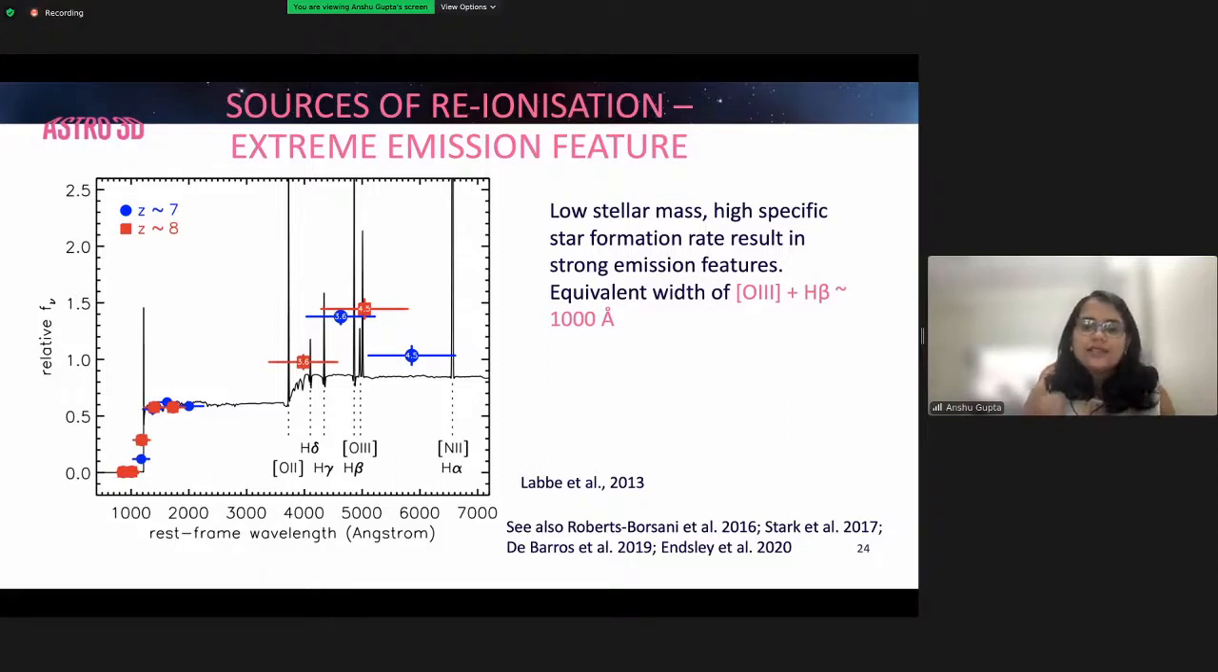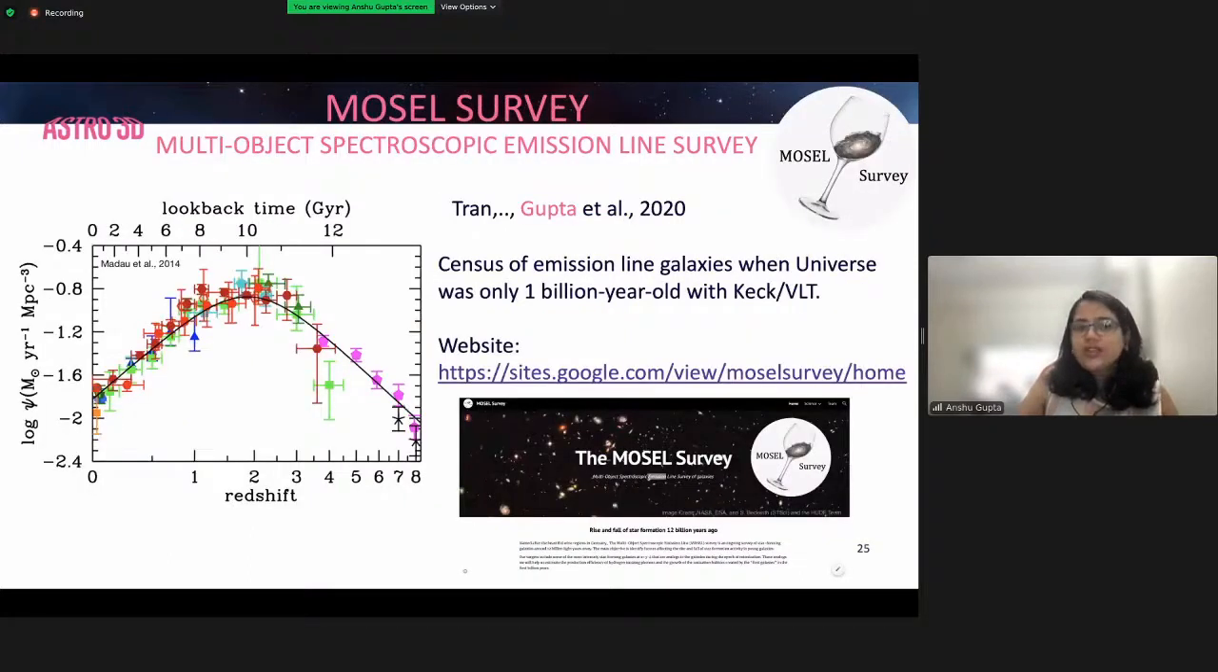Their stellar continuum is as bright as the emission coming from the gas component. So we try to identify similar systems and go after them with spectroscopy. For this, I'm doing a survey called the MOSEL survey, the Multi-Object Spectroscopic Emission Line survey. In this survey, we are particularly targeting redshift 3 to 4 galaxies.